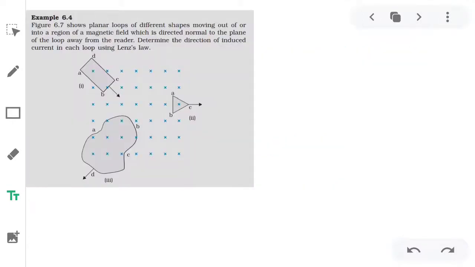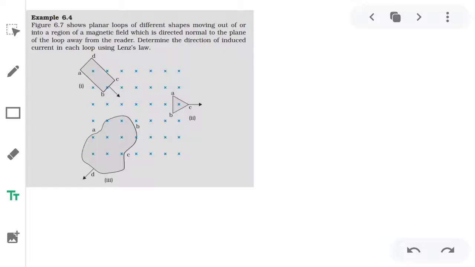These certain questions I have taken from the NCERT. These are NCERT questions. This comes mostly in the board exam, for 1 mark or 2 marks. It's very easy to find, but students get confused and they don't implement the law properly and they get the wrong answers. So let us understand in an easy way. There are many ways to find out directions using Lenz's law only.